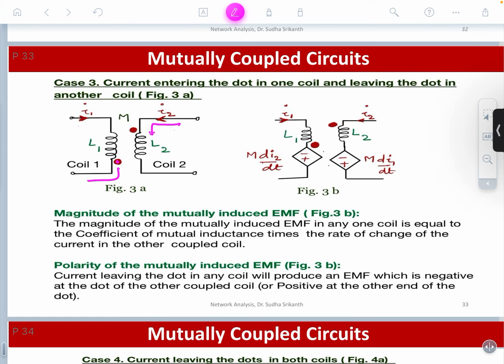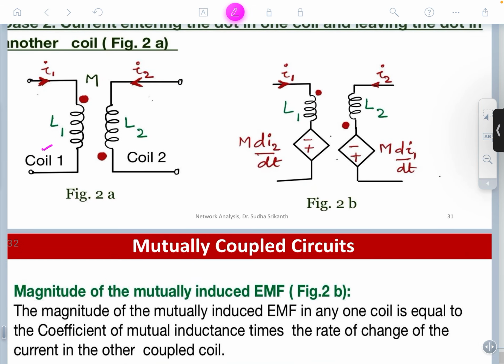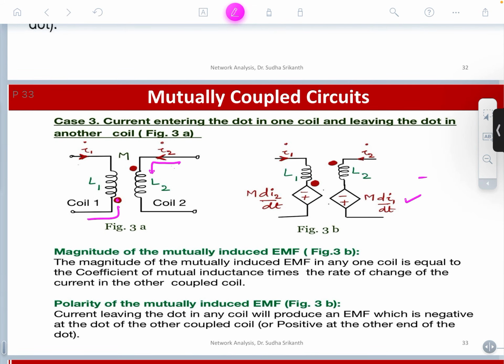In the previous case, I1 was entering the dot of coil 1, whereas I2 was leaving the dot of coil 2. Now I have reversed the situation: I1 is leaving the dot, I2 is entering the dot. But the situation is the same and the same concept holds good. If we compare the two figures, they are just the same. In both cases we have minus, positive. This is how the source appears in both situations.